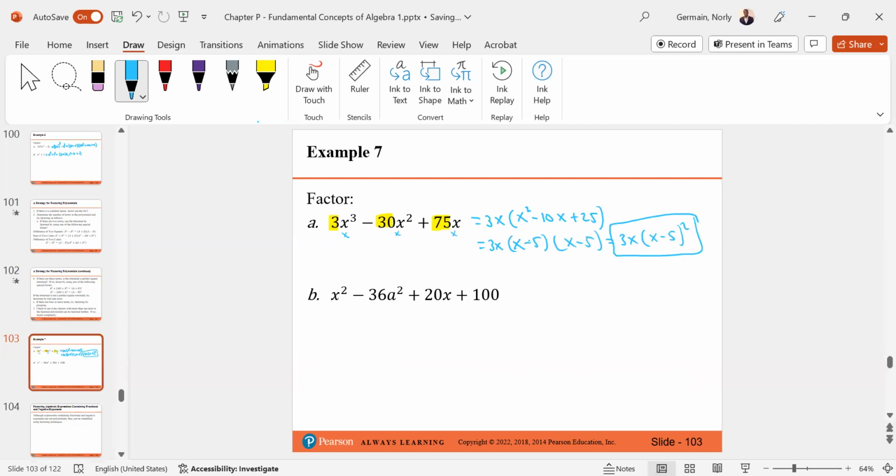Or you can look at this one as the trinomial of a perfect square, because 2 times 5 and 2 times negative 5 give you 10, right? Now, in the second example you see here, the problem is that we have a lot of things, okay?